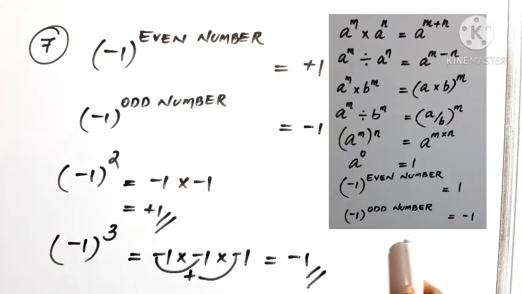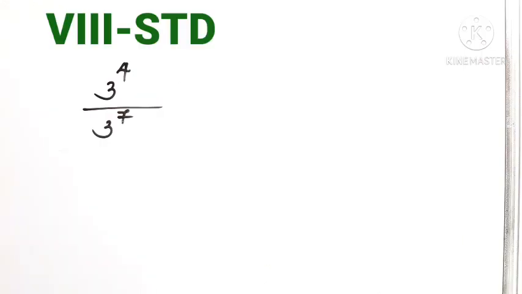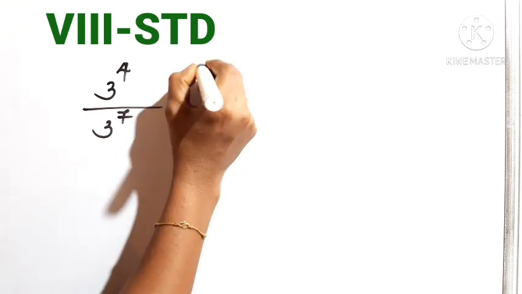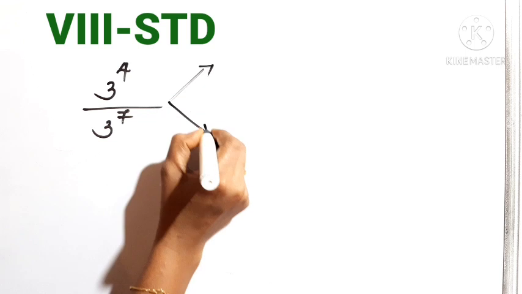These exponential laws you have studied in class 7 for positive exponents only, right? In 8th standard, we are going to study exponential laws for negative exponents. Okay? Listen carefully, children. Here we have 3 raised to 4 divided by 3 raised to 7. Two methods are there to find this question's answer.